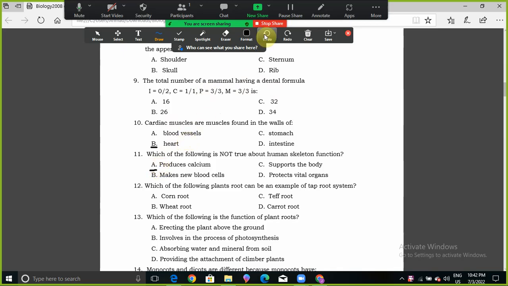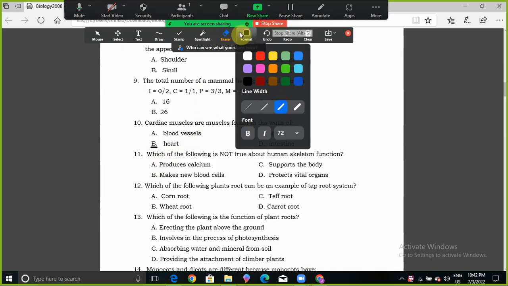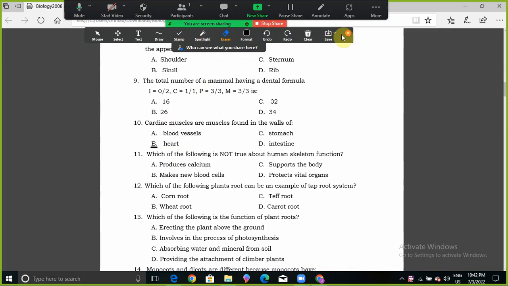The correct answer is A. Why? Because the function of the human skeleton is not producing calcium. First of all, why? Because it protects vital organs such as the brain, heart, and lungs. This is the function of the human skeleton: it protects vital organs such as the brain, heart, and lungs.